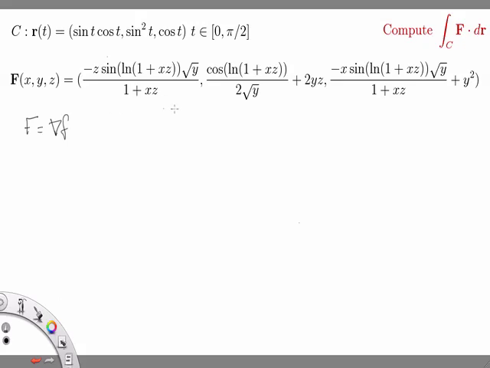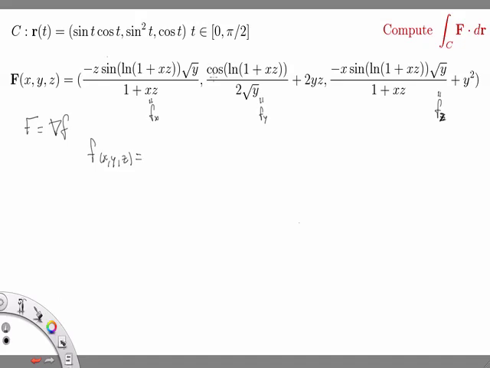So we need F to be conservative, so that means we need this function to be the partial of little f with respect to x, this function to be the partial of little f with respect to y, and this function to be the partial of f with respect to z. Okay, now it's not always true that every vector field is conservative, but we'll see that in this case we do have a conservative vector field. So what should be our potential function, little f?